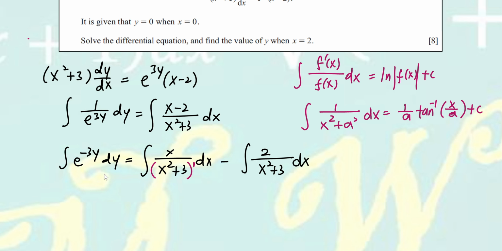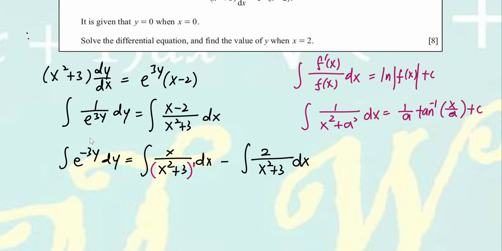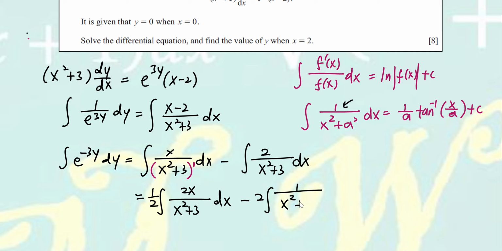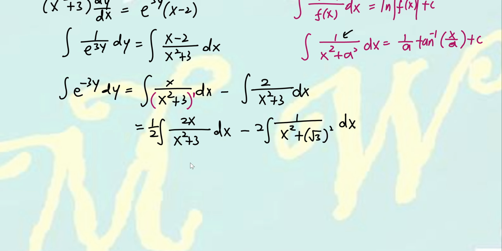So which means now I will be getting, for the right side first term, when I differentiate x squared plus 3, that is 2x, so to get back x, times half. Then here I will factorize the 2 to make it 1 for the numerator, and the denominator must be x squared plus a squared. So it becomes 1 over x squared plus the square of square root 3. Okay, change to this form first before you use the formula.